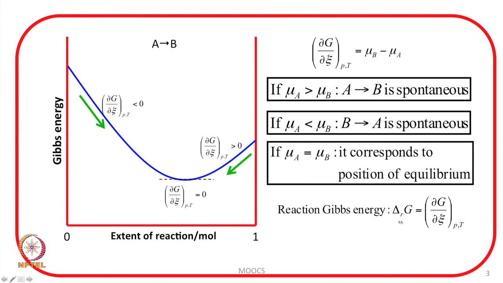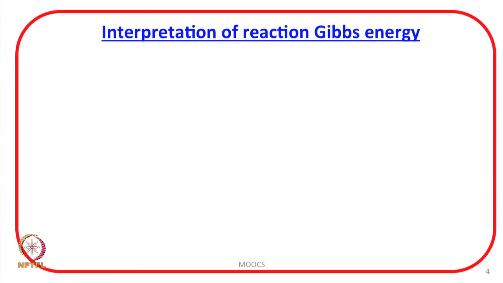Please note down here, the reaction Gibbs energy is a slope, it is not the difference. We are talking about slope, and this slope turns out to be the difference in the chemical potential. So, spontaneity is connected to the slope, which in turn is equal to the difference in the chemical potentials of the product and reactants. Let us discuss more about this interpretation of reaction Gibbs energy.